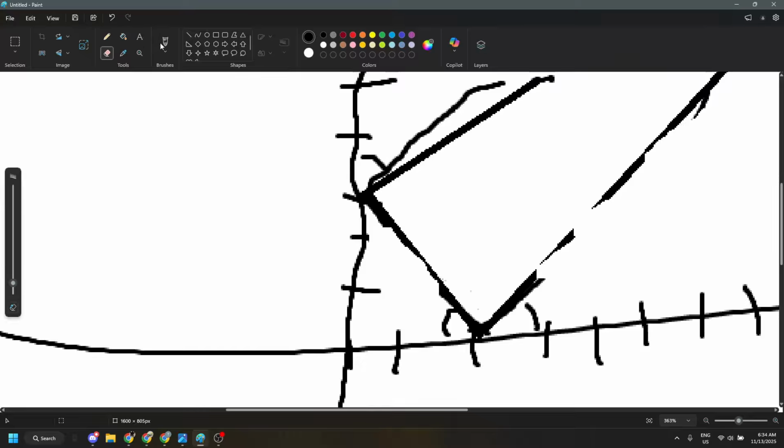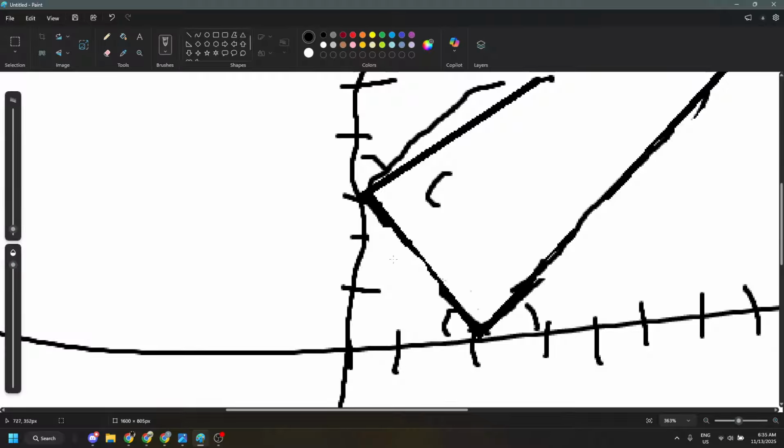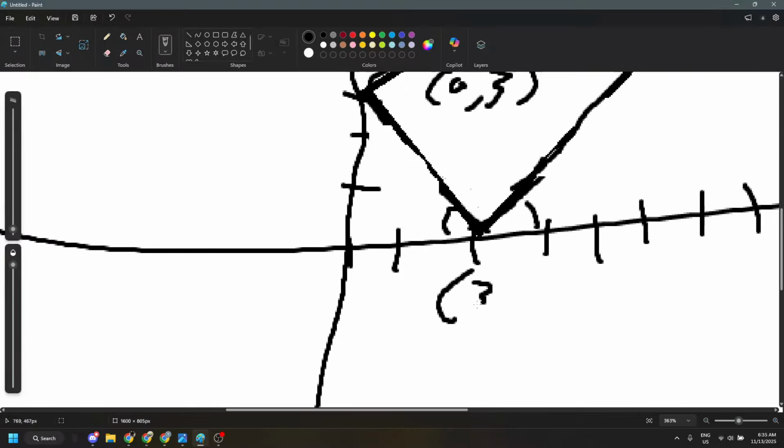I'm really destroying what I just drew. It looks like it's going to hit here at, if this is 5, so this is going to be 1, 2, 3, (0, 3). It's going to hit here at (3, 0) or (2, 0).